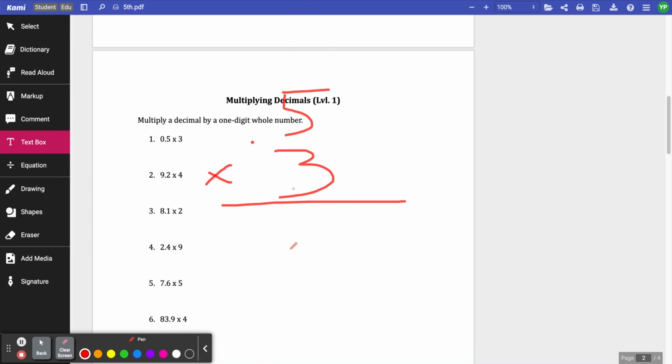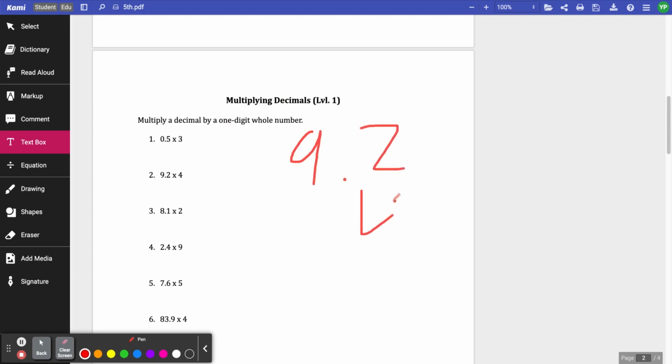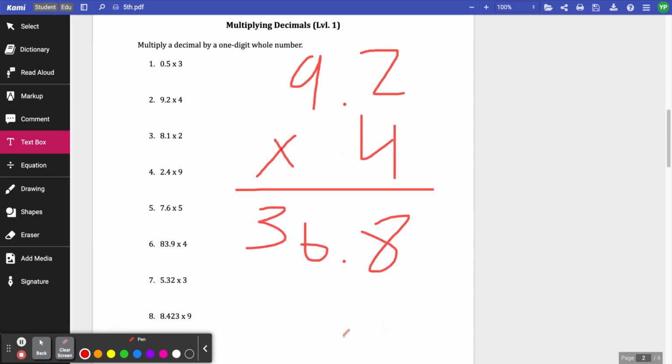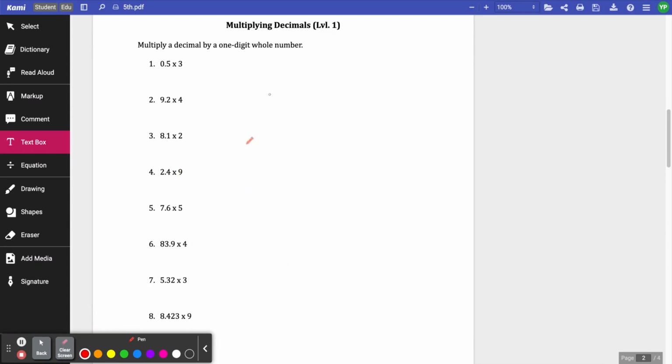So 5 times 3 is 15. 1 goes on here, and then 0 times 3 is 0, plus 1 is 1, and since it was in the tenths place, we're going to put it right here. So it's going to be 1.5. Number 2, 9.2 times 4. Just multiply it regularly. 4 times 2 is 8. 4 times 9 is 36. And we just bring the decimal point down. So 36.8.